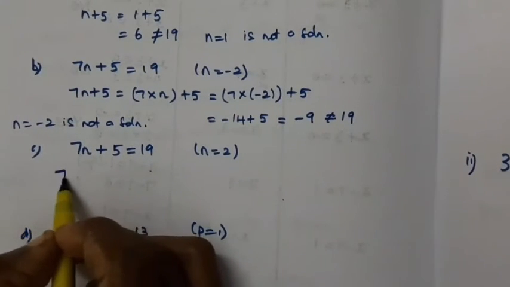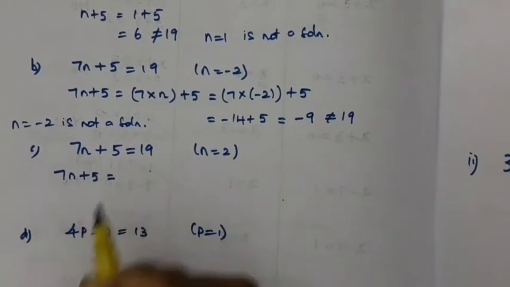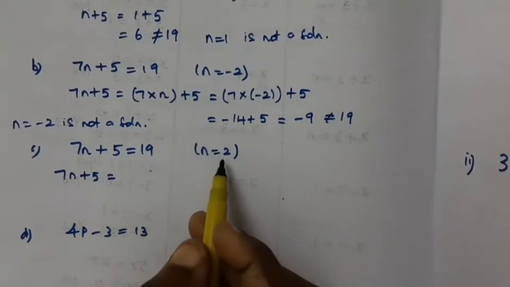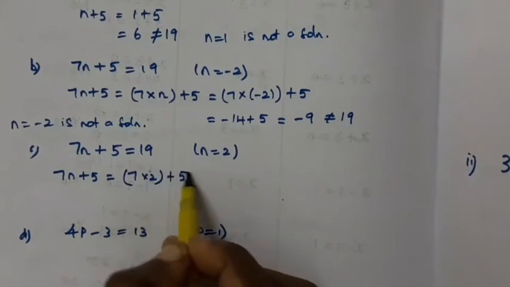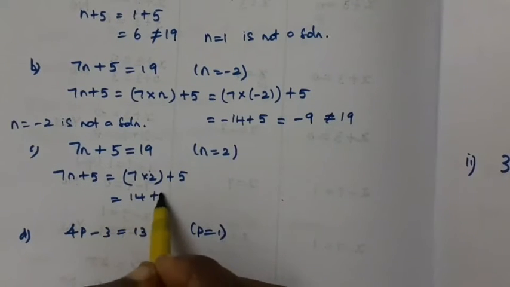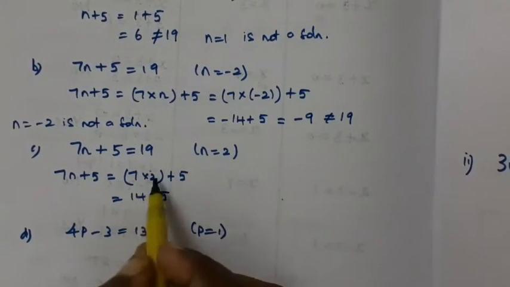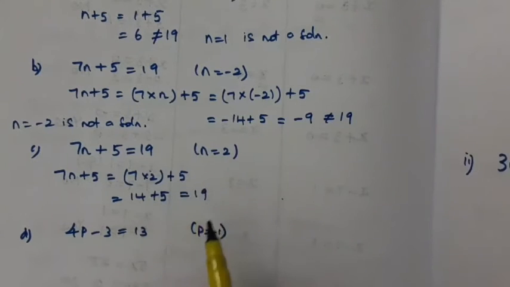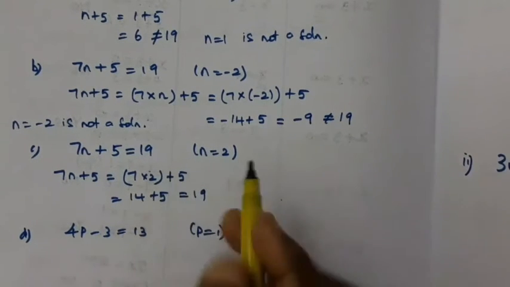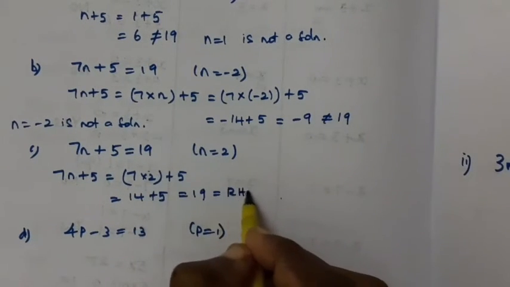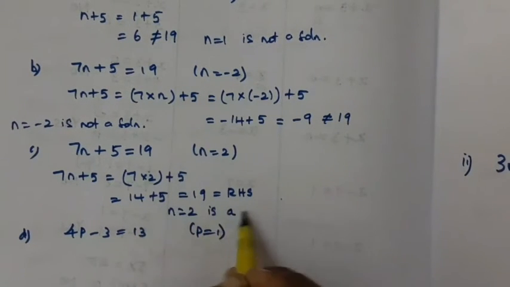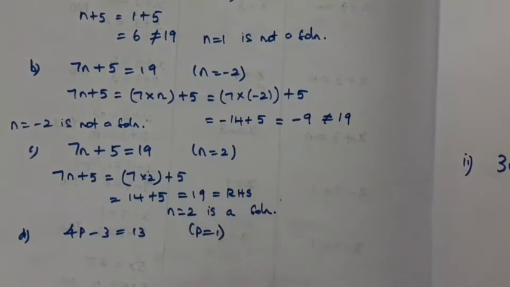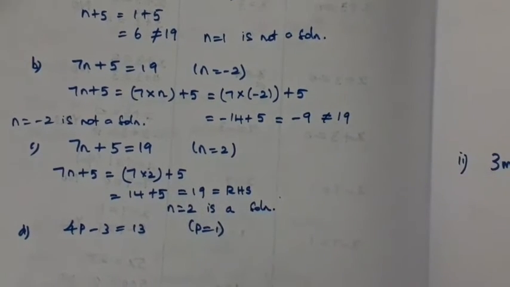Next is 7n plus 5. For n, now we have to substitute 2. So 7 multiplied by 2 plus 5, which is 14 plus 5. 7 twos are 14, plus 5 is 19. So this is correct, that is equal to the right hand side, whatever they have given. So n equal to 2 is a solution to the given equation.